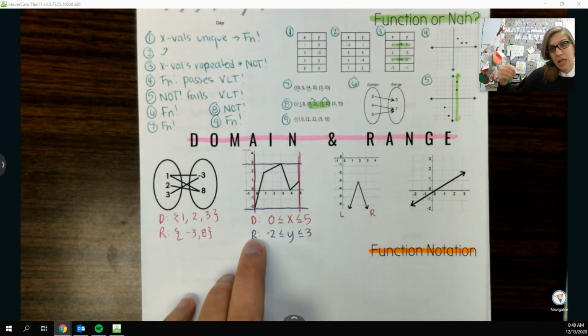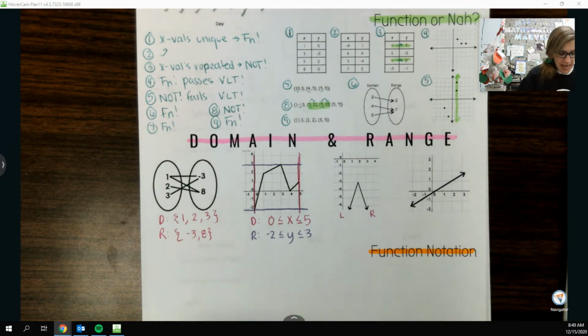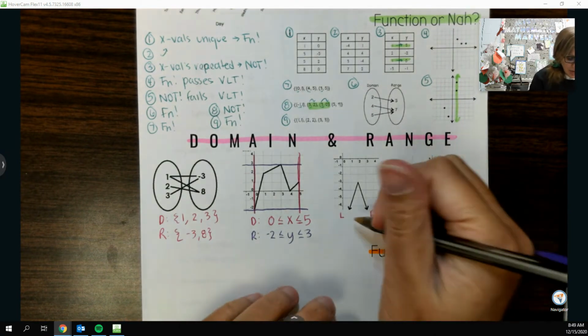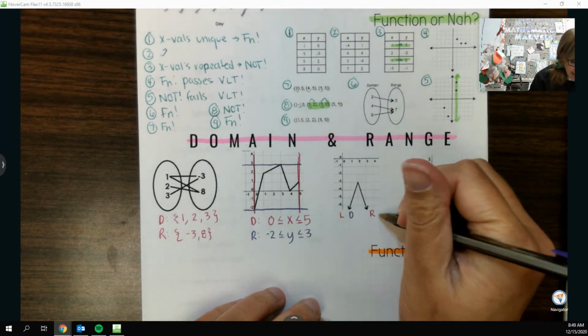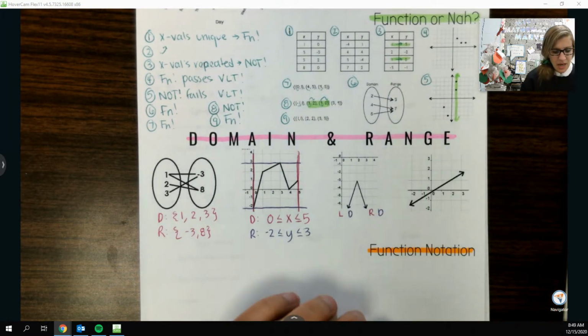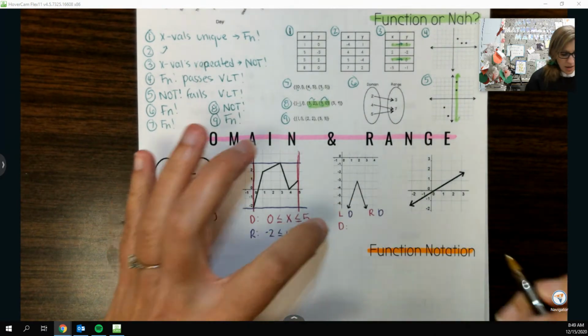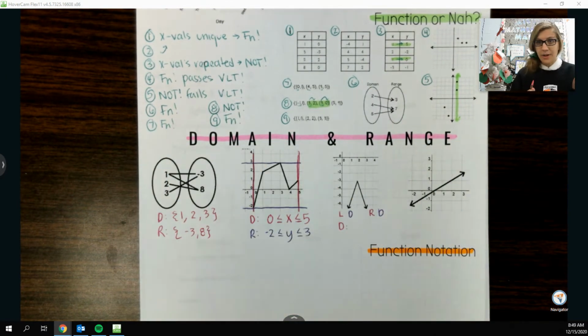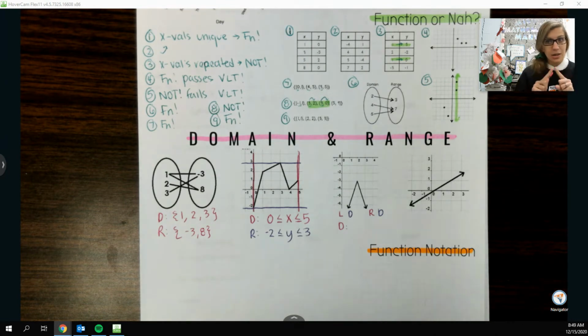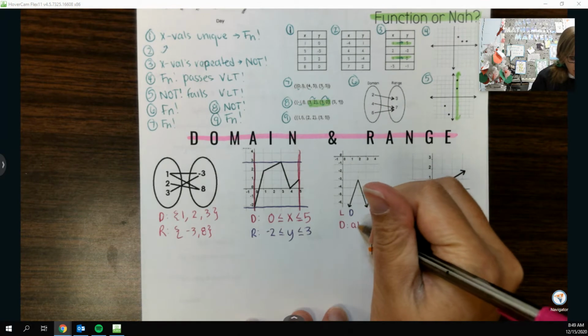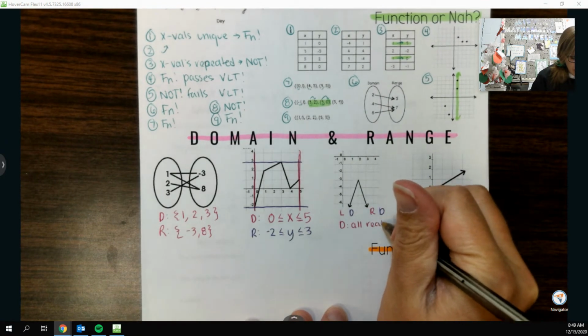For range, we're thinking up and down. This arrow is pointing down, and so is that one. So when I think about domain, this graph is pointing left forever and right forever. Eventually, it'll get to all those x values. So all real numbers.